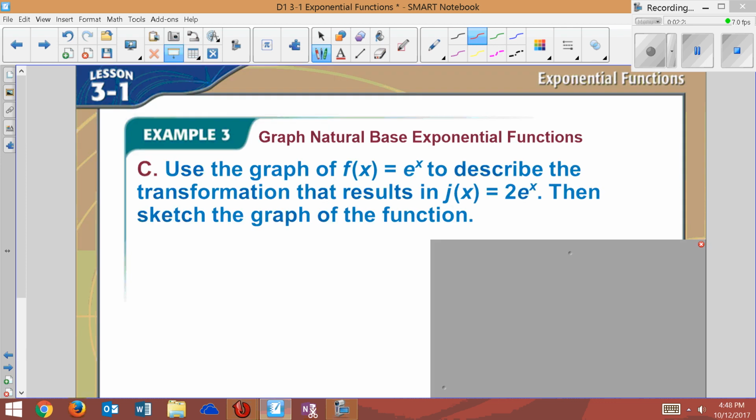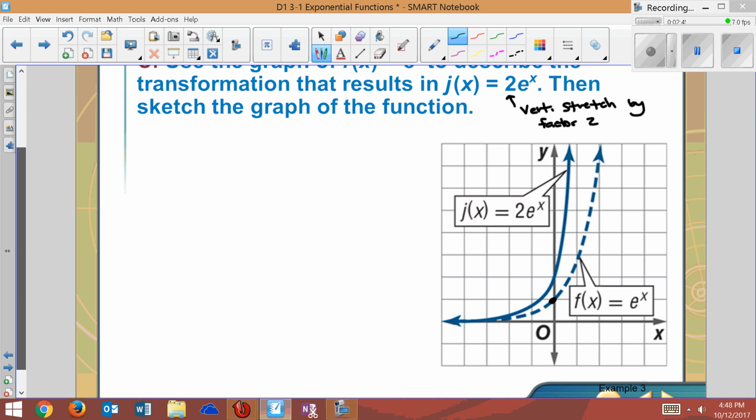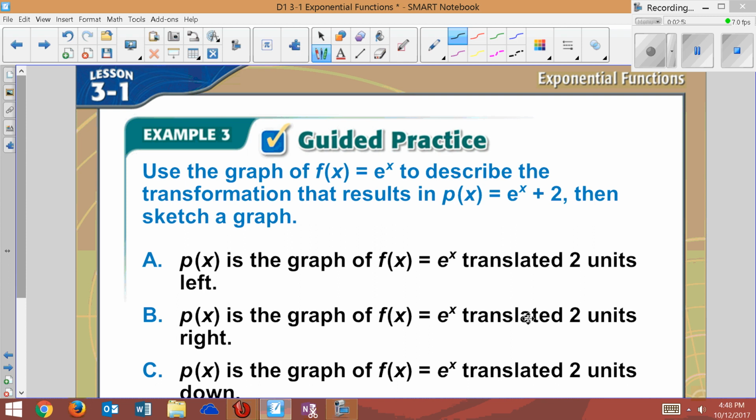All right. And now this one. Here we're multiplying by 2 on the outside. That would be a vertical stretch by a factor of 2. So when we look at this, everything should be stretched. So we start at (0, 1), it should become (0, 2), which it does, so that's correct. The y values get multiplied. All right. Now you try this one.